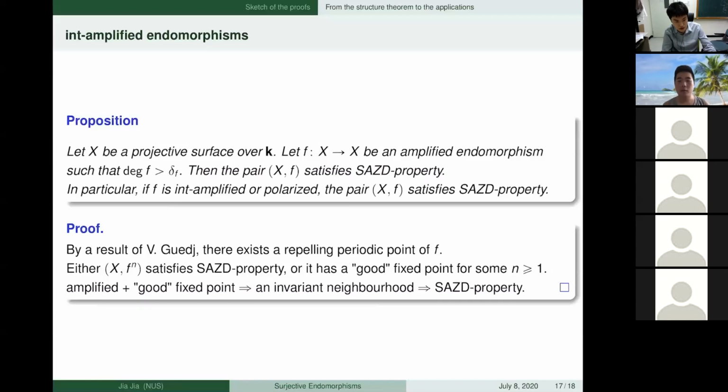So by the criteria, it must be here. So I guess amplified is not needed. You only need to assume the degree of F is greater than delta F. Yeah, I think so. Or maybe you use amplified to use Fakhruddin to say there are Zariski dense periodic points to find the smooth good fixed point, right? Yeah. Okay.